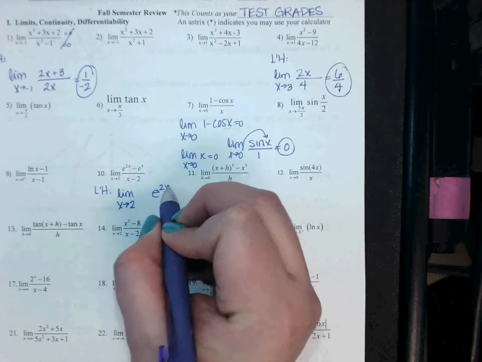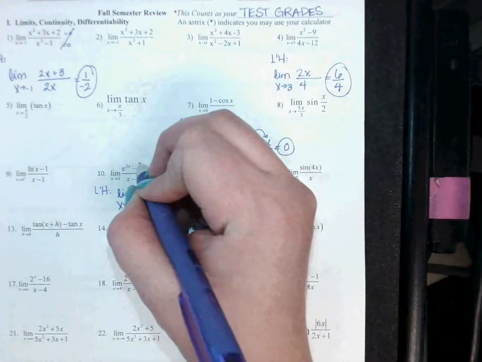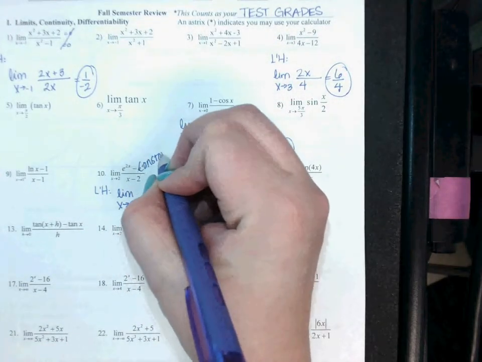E to the 2x times 2. What about e to the 4? What type of function is that? It's a constant, right? E to the 4 is just a number. What's the derivative of a constant? 0. So it goes away.